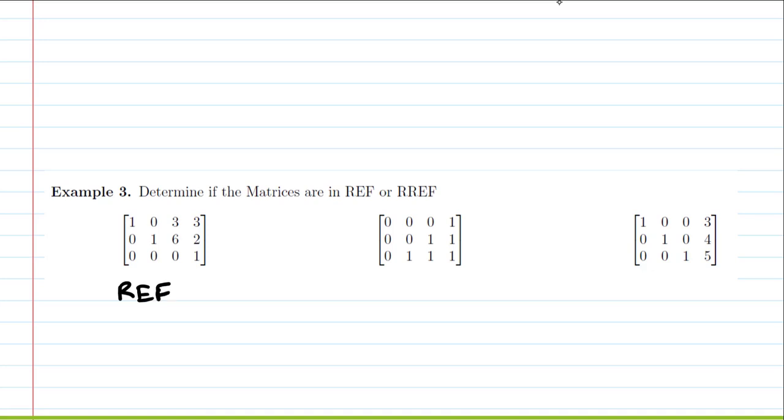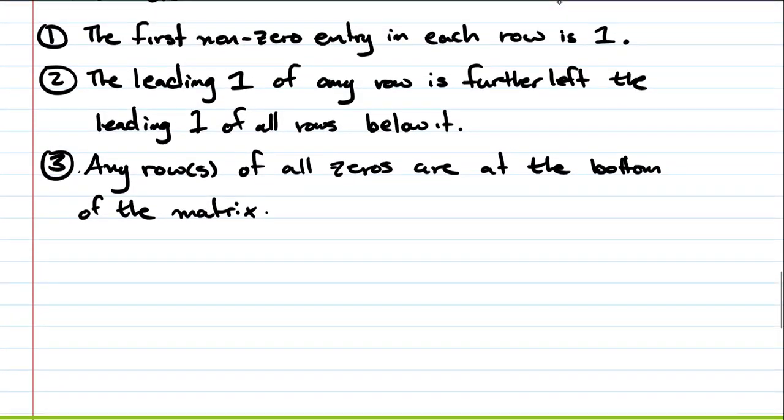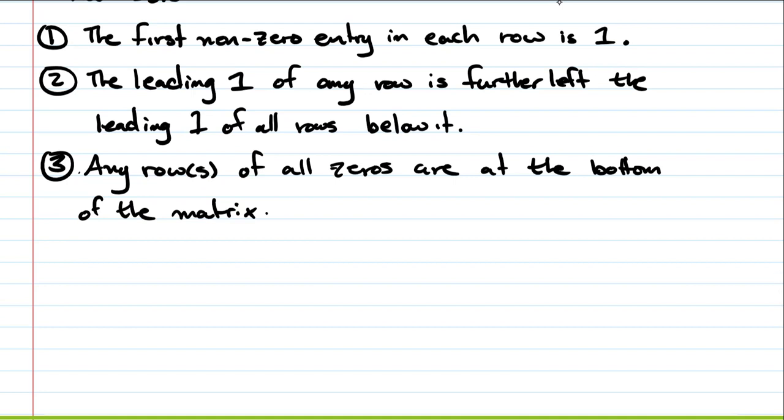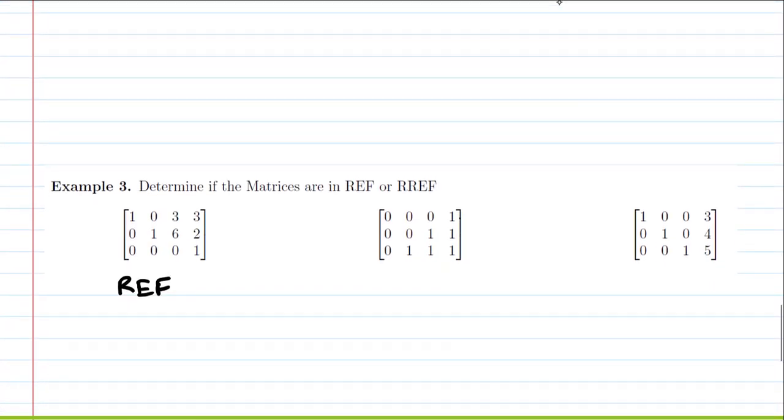All right, let's check our matrix in the middle. Is the first non-zero entry of every row a 1? So 0, 0, 0, 1, check. 0, 0, 1, check. 0, 1, 1, 1, check. So it passes 1. We now go look at number 2. The leading one of any row is further to the left than the leading one of all rows below it. So here's my leading 1. Is it further to the left than the leading ones below it? No. So this fails too. So this one is not in row echelon form.